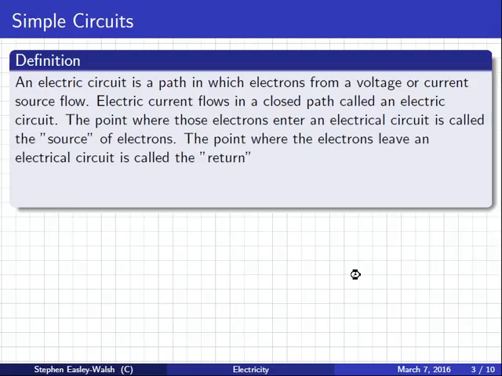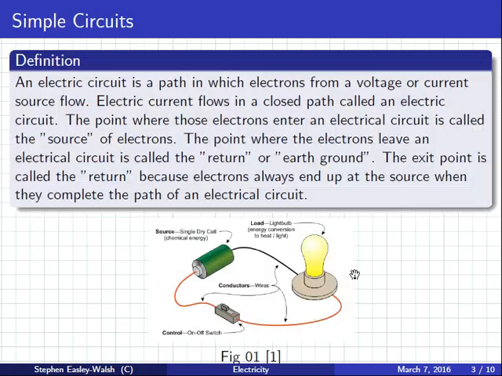What I'm trying to explain is basically this picture. The electrons leave here. This is called the source. They travel in the circuit and then they end here in the return. This is called a closed path. This is called the source, as I said. This is called the load, what actually is converting the electrical energy into work. And obviously this is called the control.